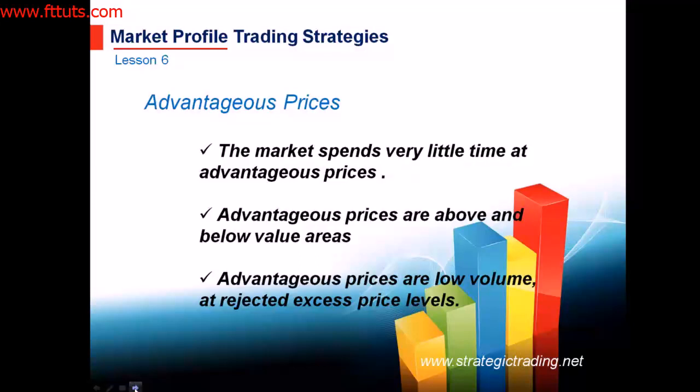So let's review the characteristics of an advantageous price, or advantageous prices. These are prices where the market spends very little time. So when the market gets to these points, you will often see price move very rapidly in one direction or the other. Also, at these extremes, or advantageous prices, we will always find that we are outside the value area. We are either going to be above it or below it. So by definition, if prices are within the value area, they're obviously not advantageous. You either have to be below value or above value to create an advantageous price.